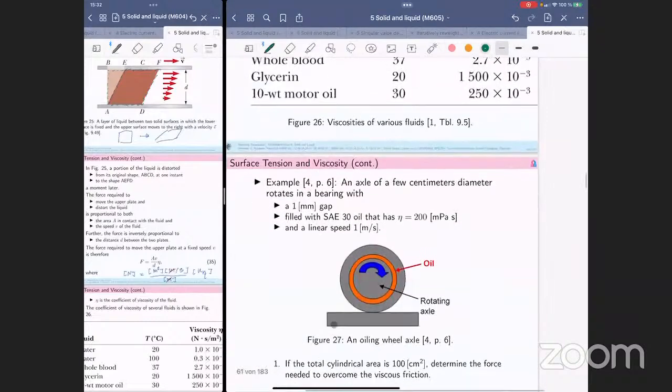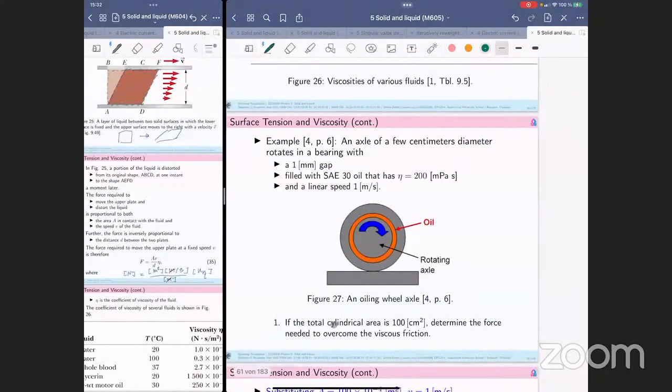Now let's take a look at one example. An axle of a few centimeter diameter rotates in the bearing with a 1 millimeter gap. The gap here is D. D is 1 millimeter.